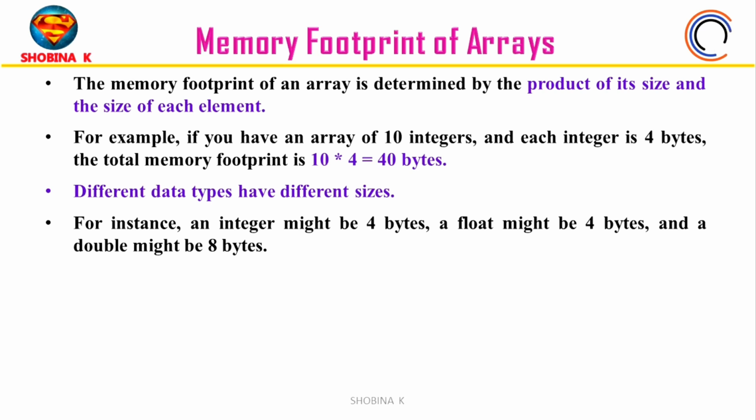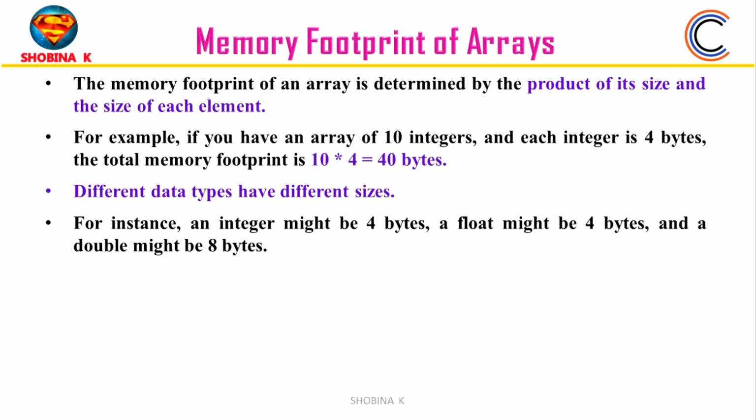Static arrays have a fixed memory footprint determined at compile time, while dynamic arrays have a footprint that can be adjusted during runtime based on the actual size of the array. The memory footprint of an array is determined by multiplying the number of elements by the size of each element in bytes. For example, if you have an array of 10 integers and each integer is 4 bytes, the total memory footprint is 10 times 4 equals 40 bytes.